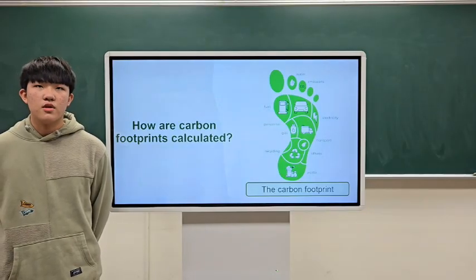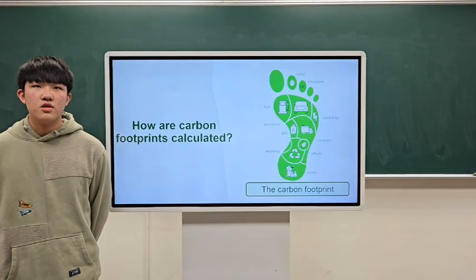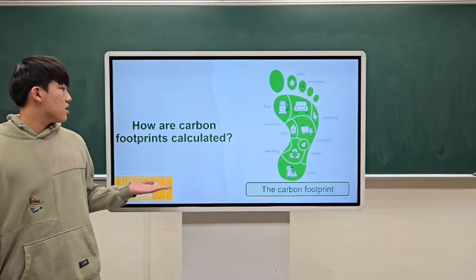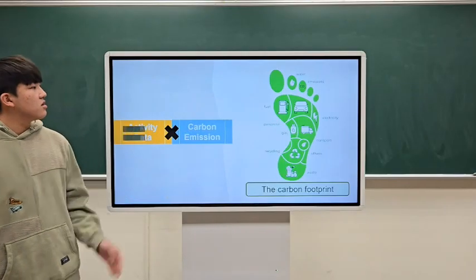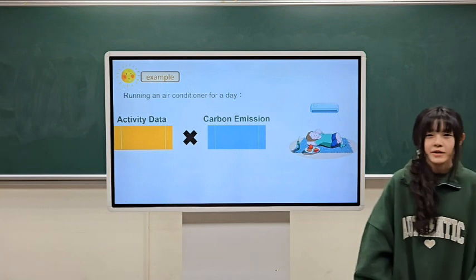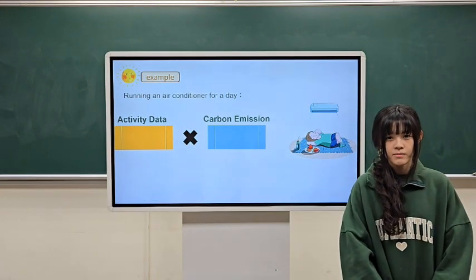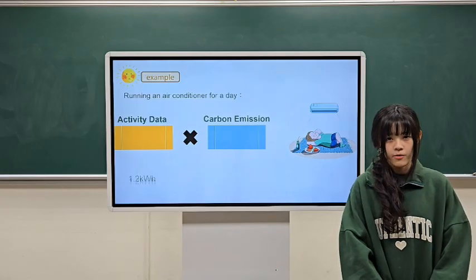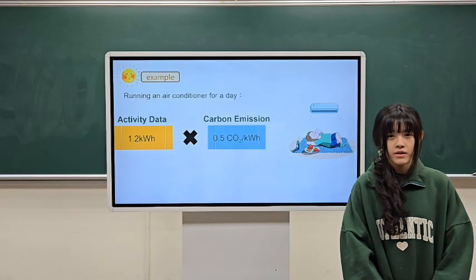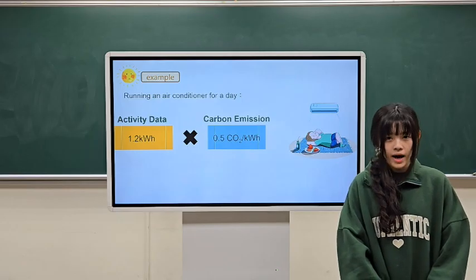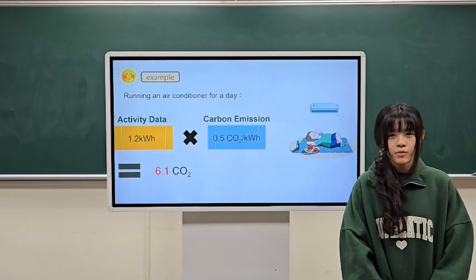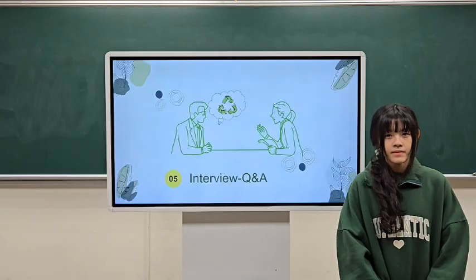As shown in the graph, various sections of the footprints highlight factors contributing to the carbon emissions. The carbon emission is delta times emissions factor. For example, running an air conditioner for 10 hours with a power consumption of 1.2 kilowatt-hour and a local carbon emission factor of 0.5 kilograms of CO2 per kilowatt-hour results in 6.1 kilograms of CO2.